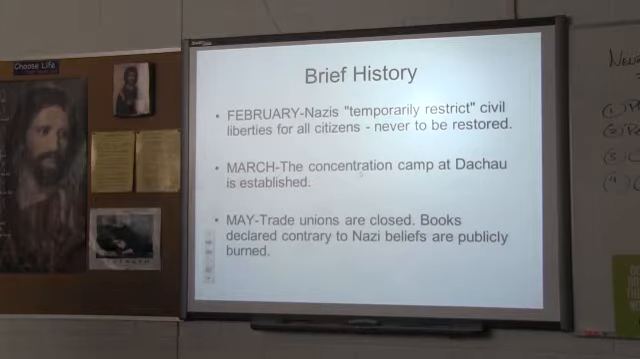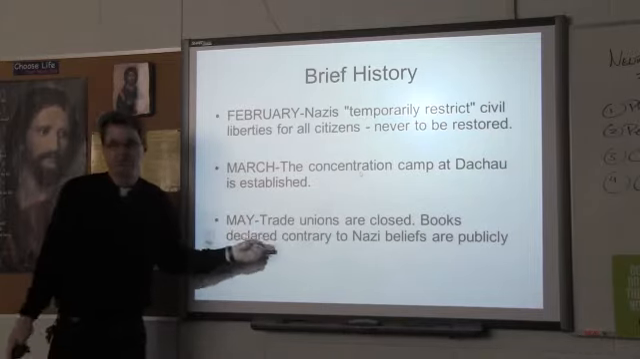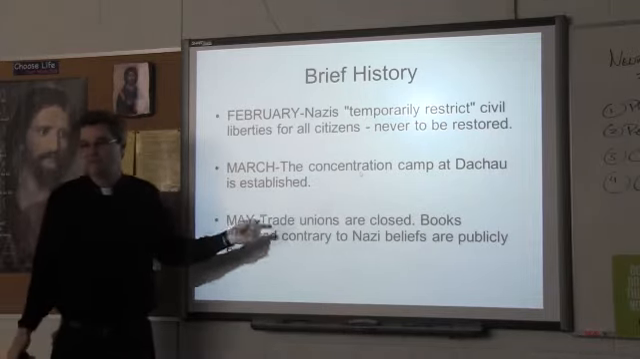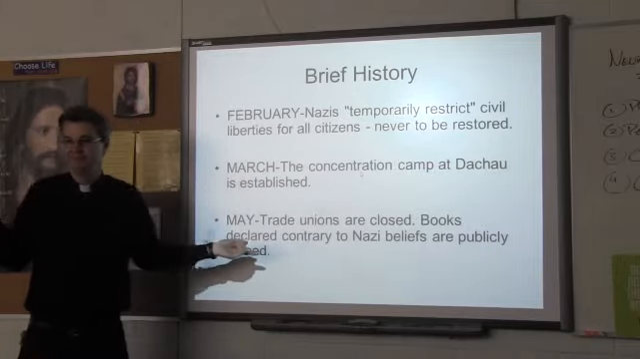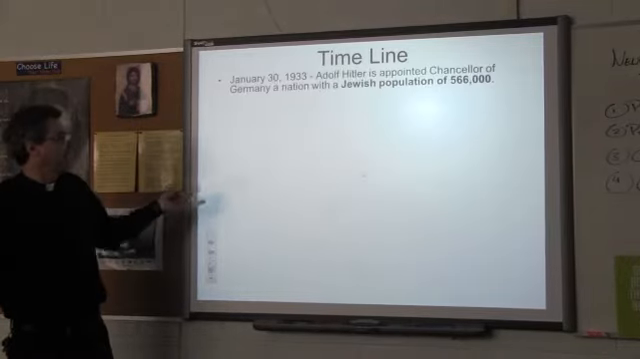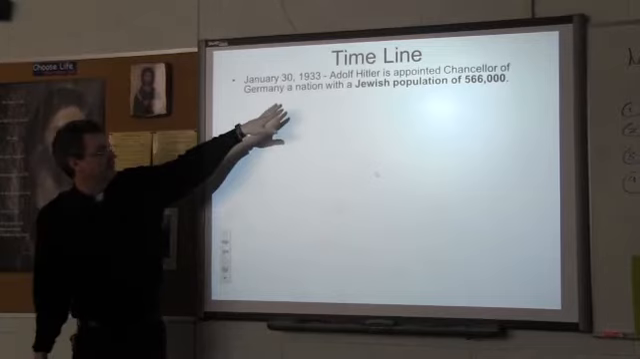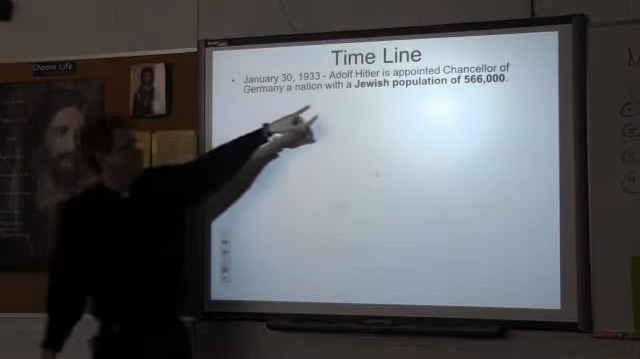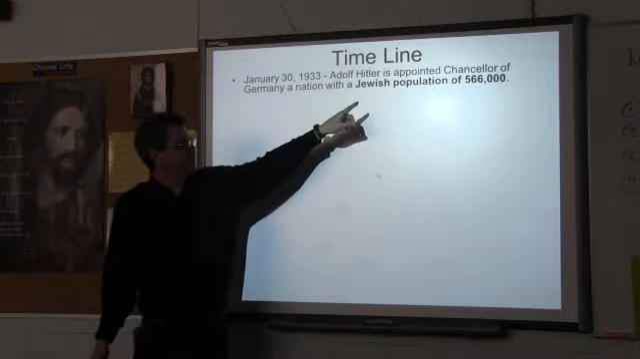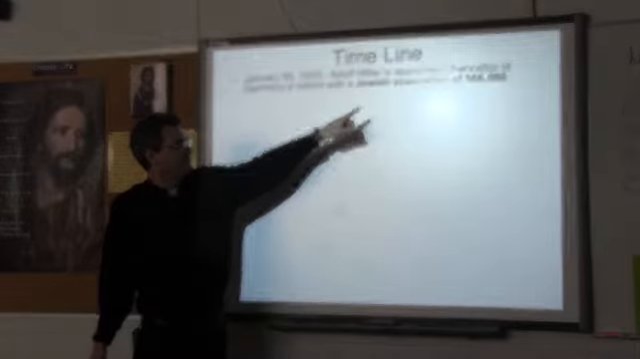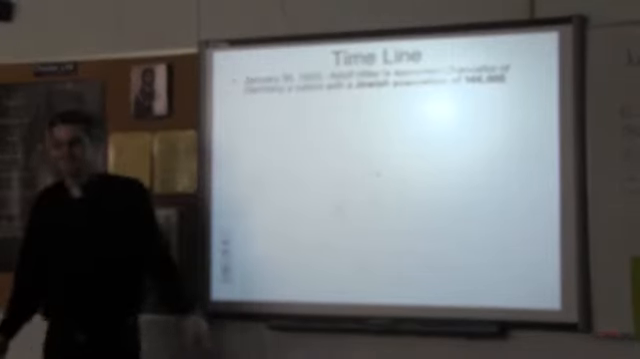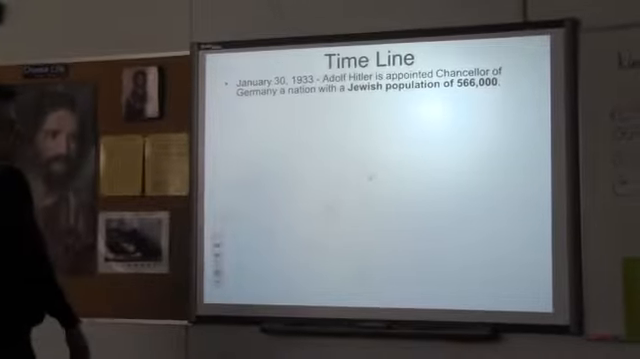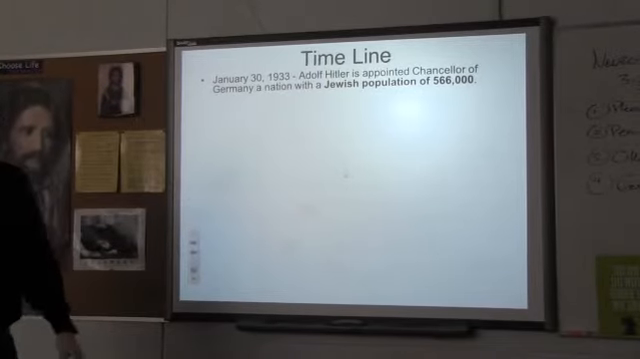Okay. So the book burning was very real. Freud was one of the books that they burned. And then this is the timeline. Then in 33, he's appointed chancellor. The Jewish population at this time is 566,000.